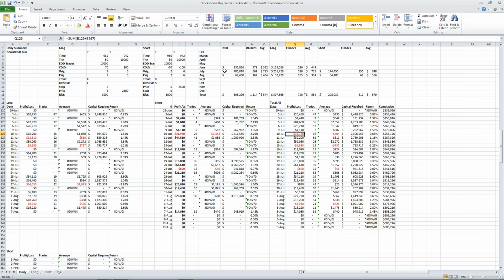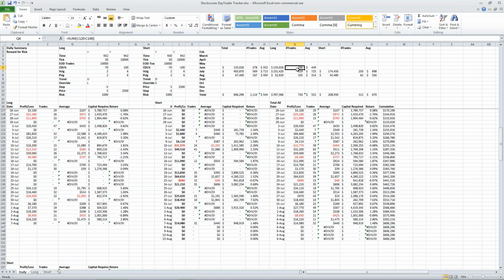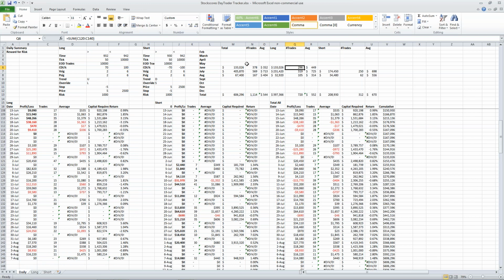The average profit for July was 0.71 RR. That's the total. For the longs, the average profit was 0.725. For the shorts, the average profit was 0.698. And in August so far, we have had 167 trades, average profit 0.4 RR per trade. Longs average 0.31 RR, shorts average 0.55 RR.